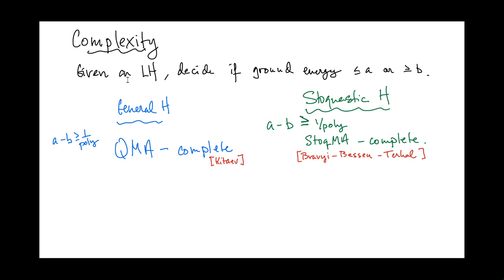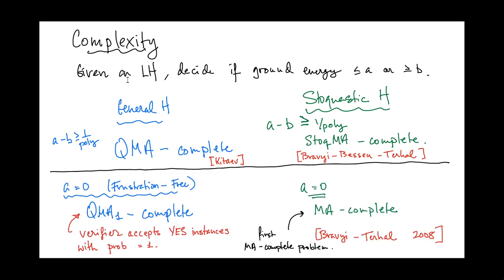Just to do a side-by-side comparison of general quantum Hamiltonians and the stochastic version. If we have the local Hamiltonian, and we phrase it as a decision problem to determine if the ground energy is at most A or at least B, and typically we want that gap to be 1 over poly, as we've seen already in great detail, that problem for general Hamiltonians is QMA complete. And for stochastic, it's complete for this funny class stochastic MA, which I'll define on the next slide, okay?